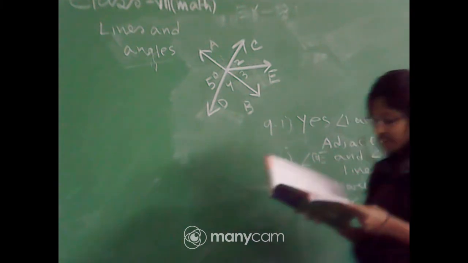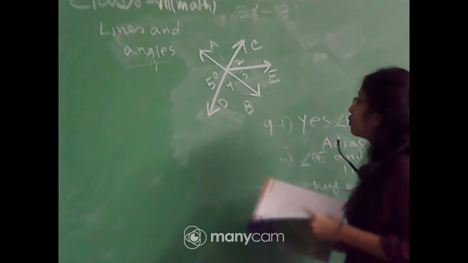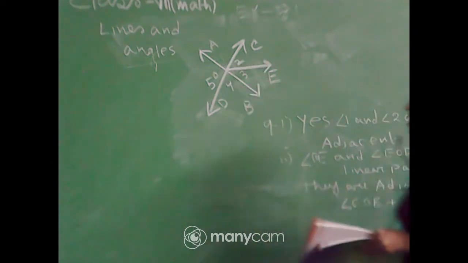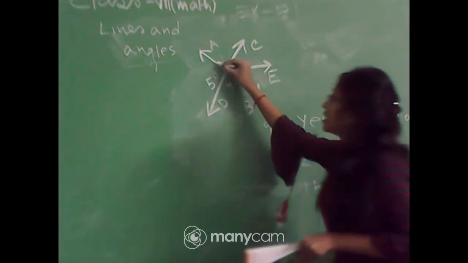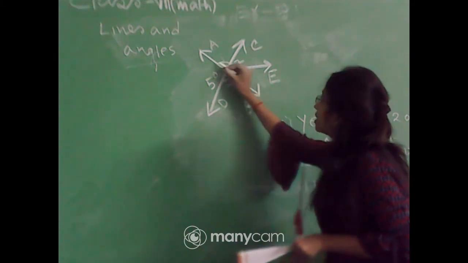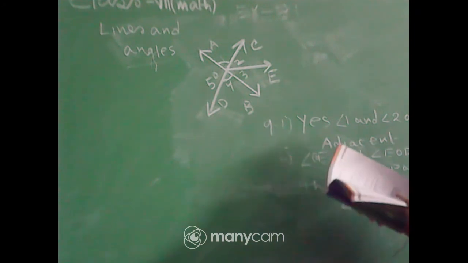Question 5. Is angle 1 vertically opposite to angle 4? Yes, angle 1 and angle 4 are vertically opposite angles and they are equal. They are equal because they are opposite angles, and we know that vertically opposite angles are equal.